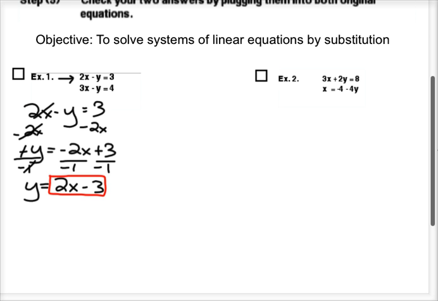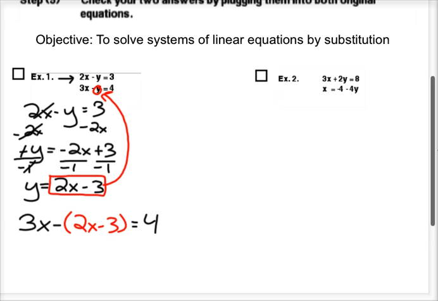So what I'm going to do is, in my second equation, I'm going to plug that in. I'm going to rewrite my second equation, but instead of writing y, I'm going to plug in that 2x minus 3 because they are exactly the same. So in that second equation, we're going to have 3x minus y. However, remember, we're plugging in that 2x minus 3 for y equals 4.